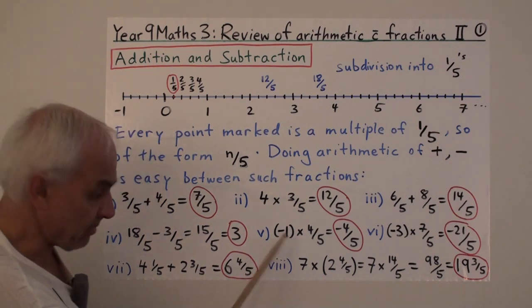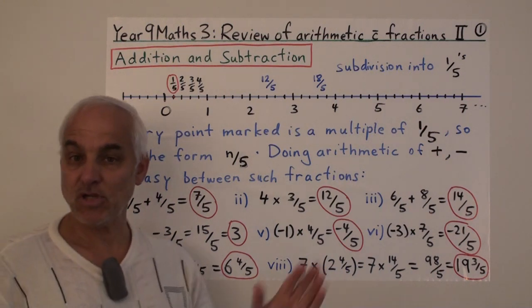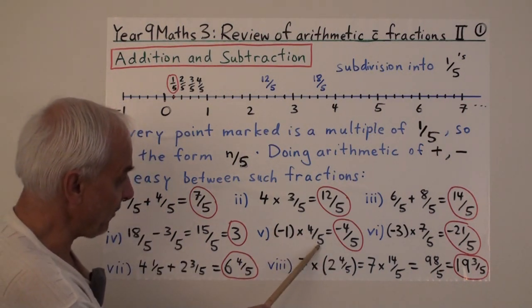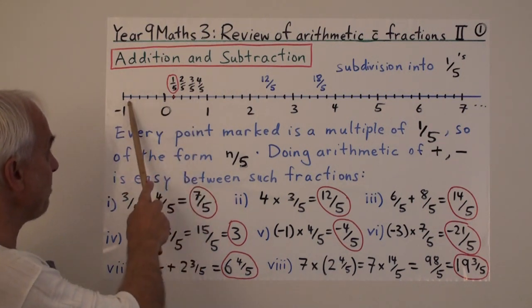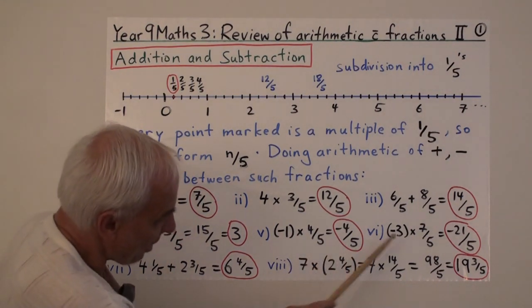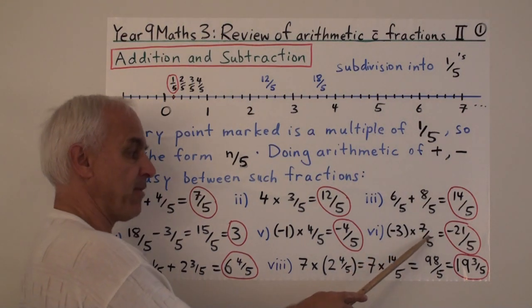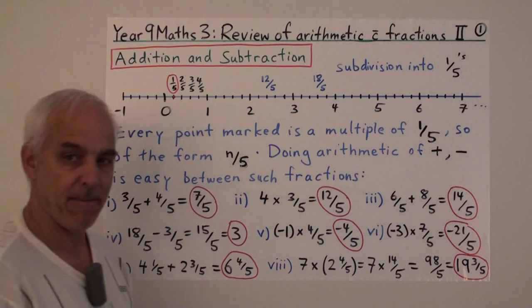We also can multiply by negative numbers. So I remind you, when we multiply by -1, we change the sign of the number. So -1 times 4/5 will be minus 4/5. There's 4/5, there's minus 4/5. Or a little bit more fancy, if we multiply by -3, then it's the same thing as multiplying by 3, so we get 21/5, and then multiplying by -1.